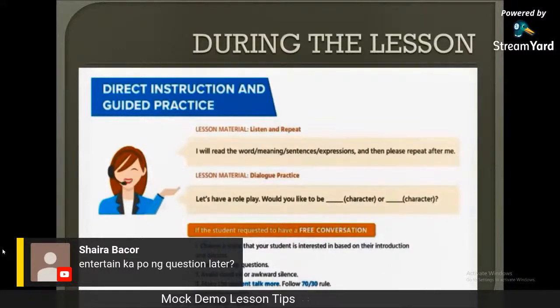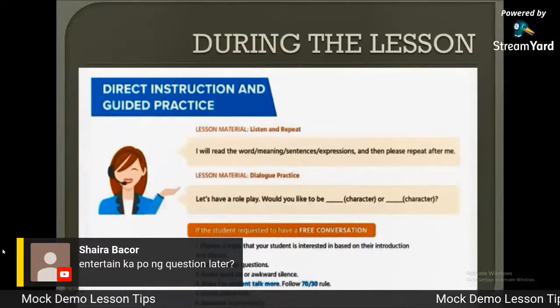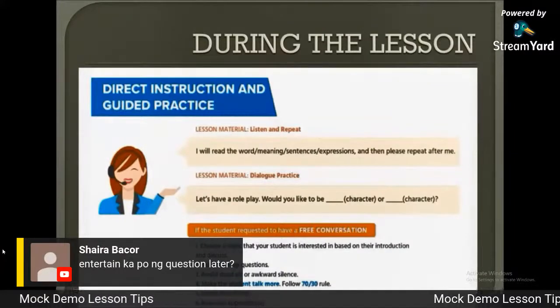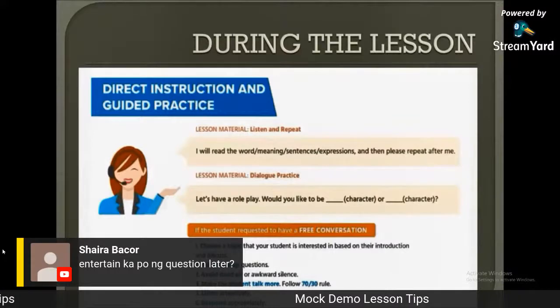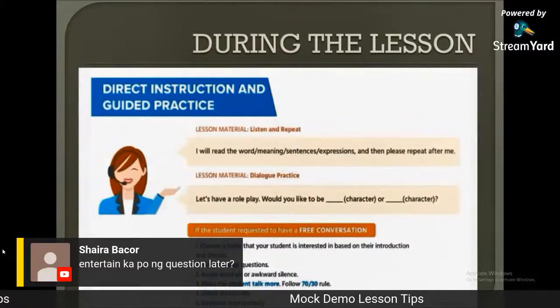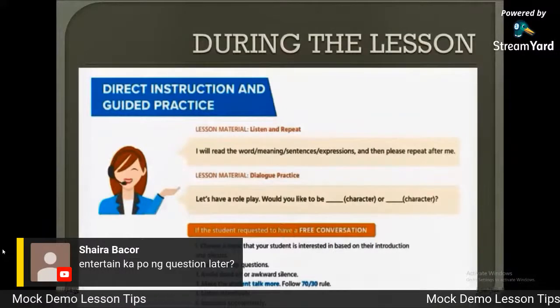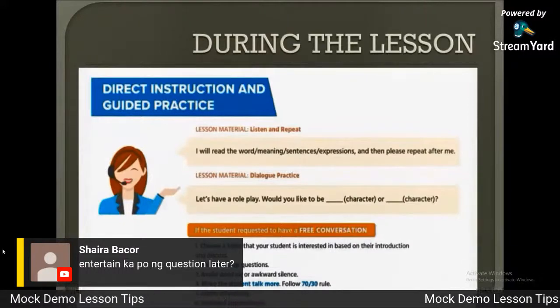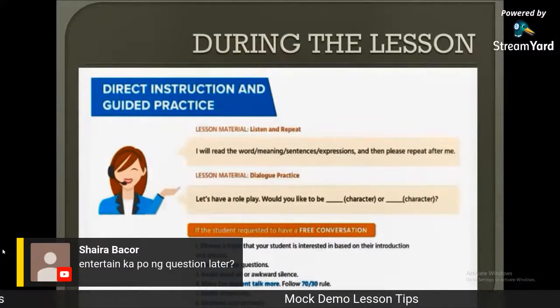Now, if the student requested to have a free conversation, we have here 6 tips on how to conduct a free conversation. Number 1, please choose a topic that your student is interested in based on their introduction and discussion. Your topic or your questions should be based on the introduction of the student. Remember his or her hobbies or interests.